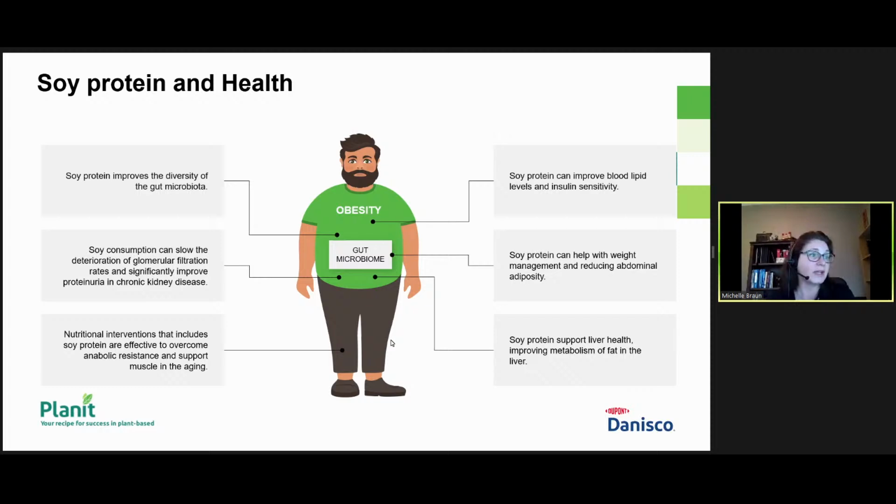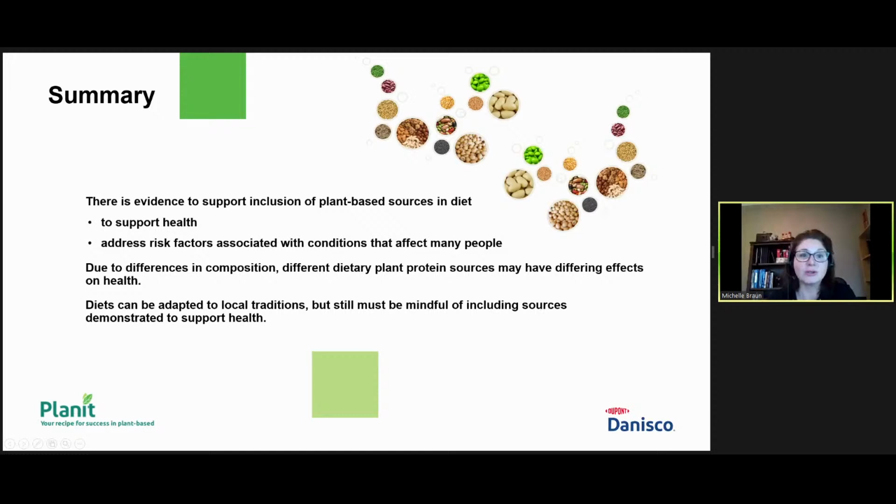So in conclusion, there's evidence to support that the inclusion of plant sources in the diet can support health and optimize health, but also address risk factors associated with conditions that affect many people, whether it's severe acute malnutrition for children or heart health for those who are at the other end of the lifespan. Due to differences in composition, different dietary plant protein sources may have differing effects on health. We just don't have as much research on other plant sources as we do on soy.